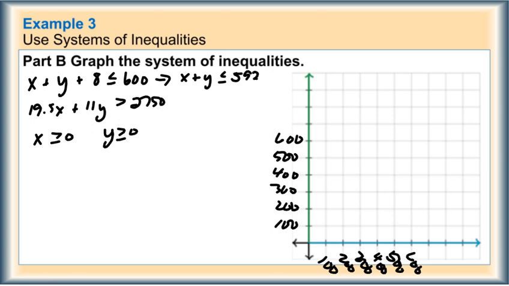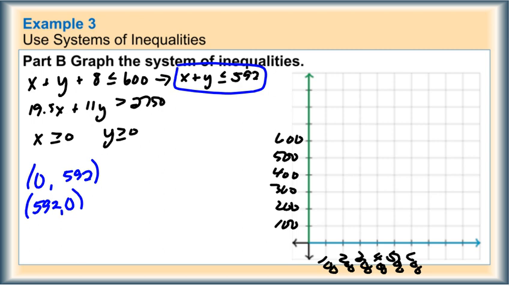So to graph these, we're going to graph the intercepts because that will make that easier. So for this one right here, the intercepts would be when x is 0, y is going to be 592. And when y is 0, x is going to be 592. So I'm going to have a point roughly here and a point roughly here. Since it can equal that, we're going to have a solid line.